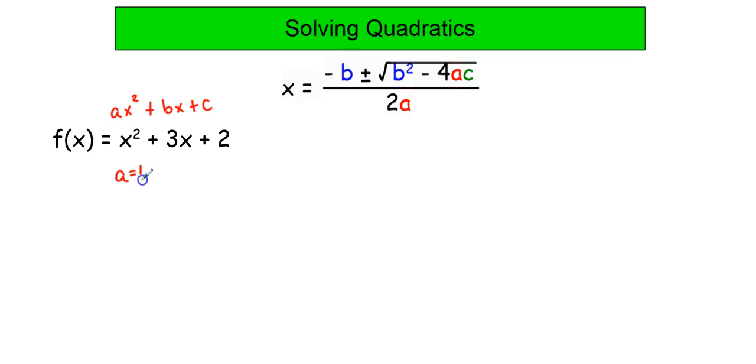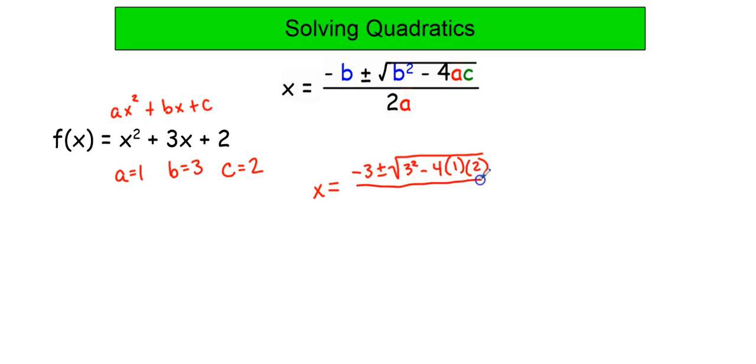First, I see here a is 1, b is 3, and c is 2, so we just plug in. So here we've got x equals the opposite of the b term that I see. The opposite of the b term is -3, plus or minus, and this is where our two answers come from, the square root of this whole thing. So b squared, that's 3 squared, minus 4 times the a term, here is 1, and the c term is that number that's hanging out there by itself, which is 2, and it's all over 2 times whatever a is, so 2 times 1.